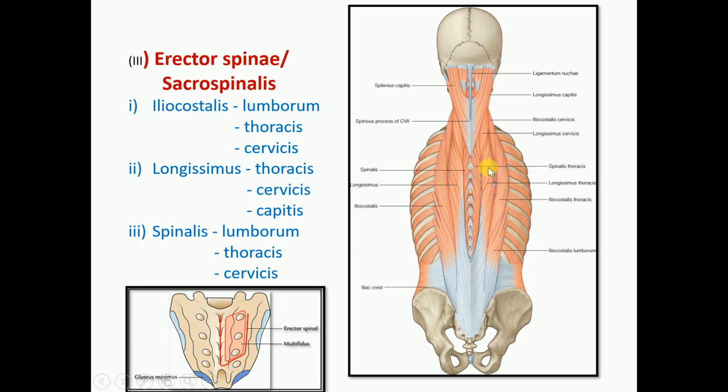Then the intermediate column contains the longissimus muscle. The longissimus lies in the middle column and is composed of the longissimus thoracis, cervicis, and capitis. Longissimus thoracis is inserted into the transverse process of the thoracic vertebra. Longissimus cervicis is inserted into the transverse process of C2 to C6 vertebra, while longissimus capitis is inserted into the mastoid process, deep to the splenius capitis and sternocleidomastoid.